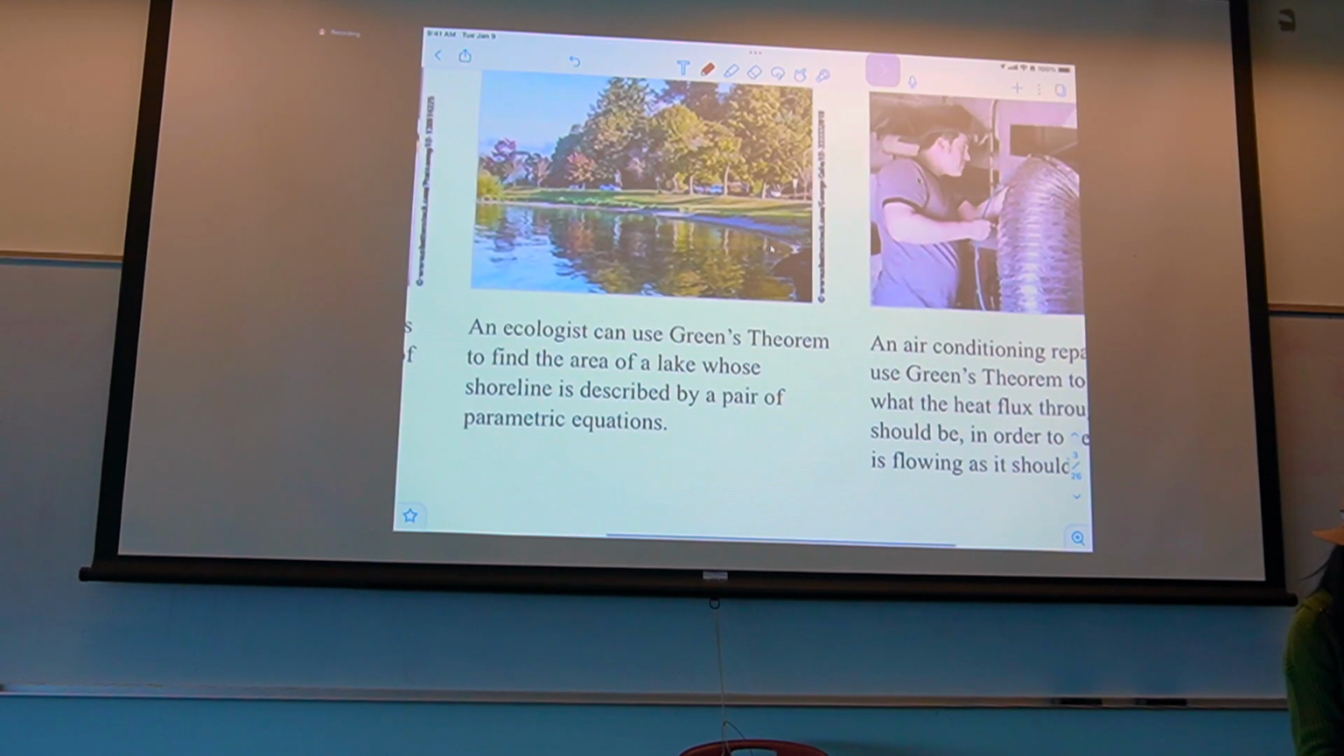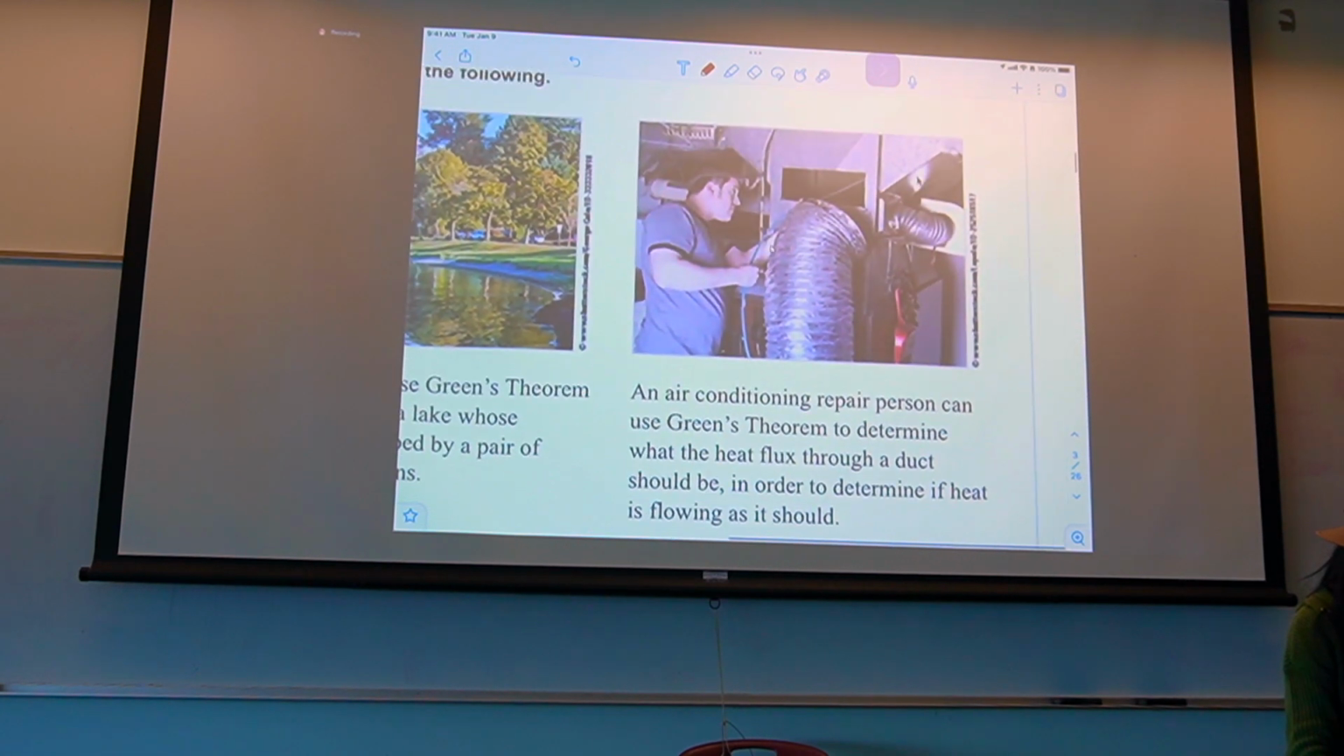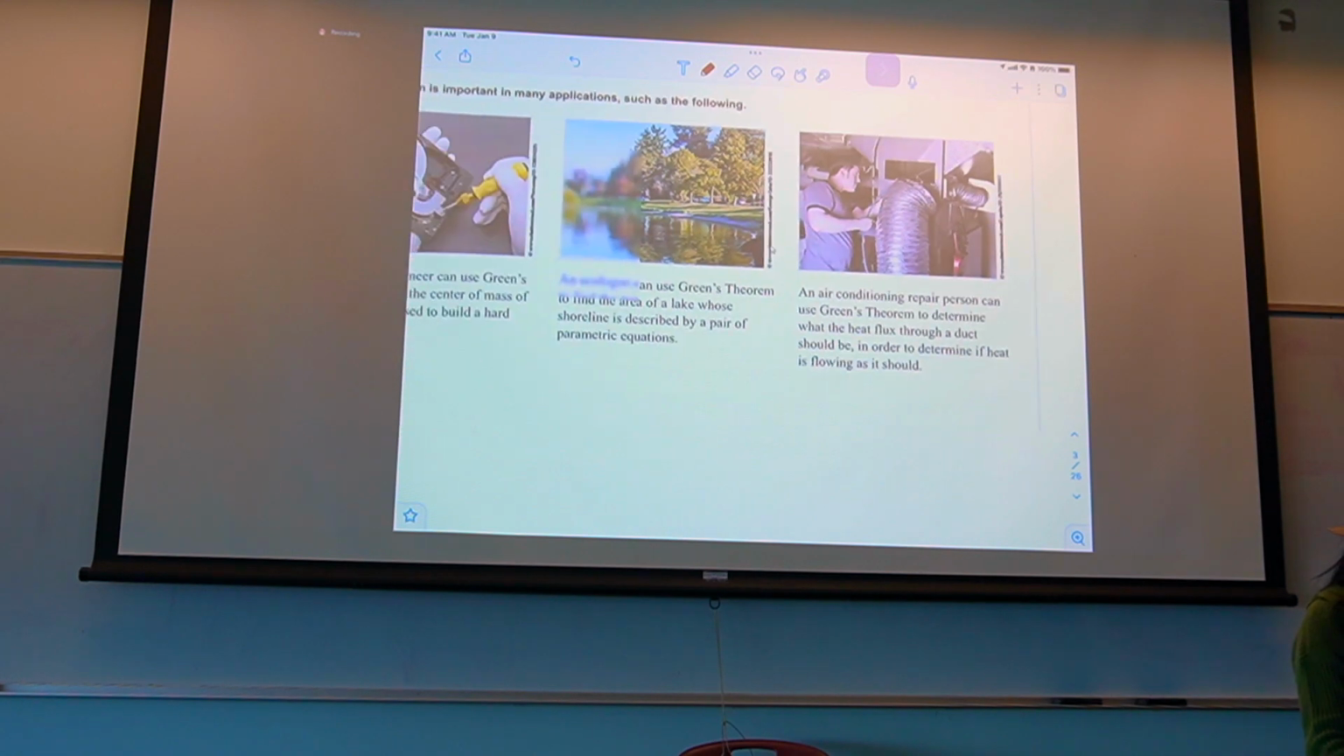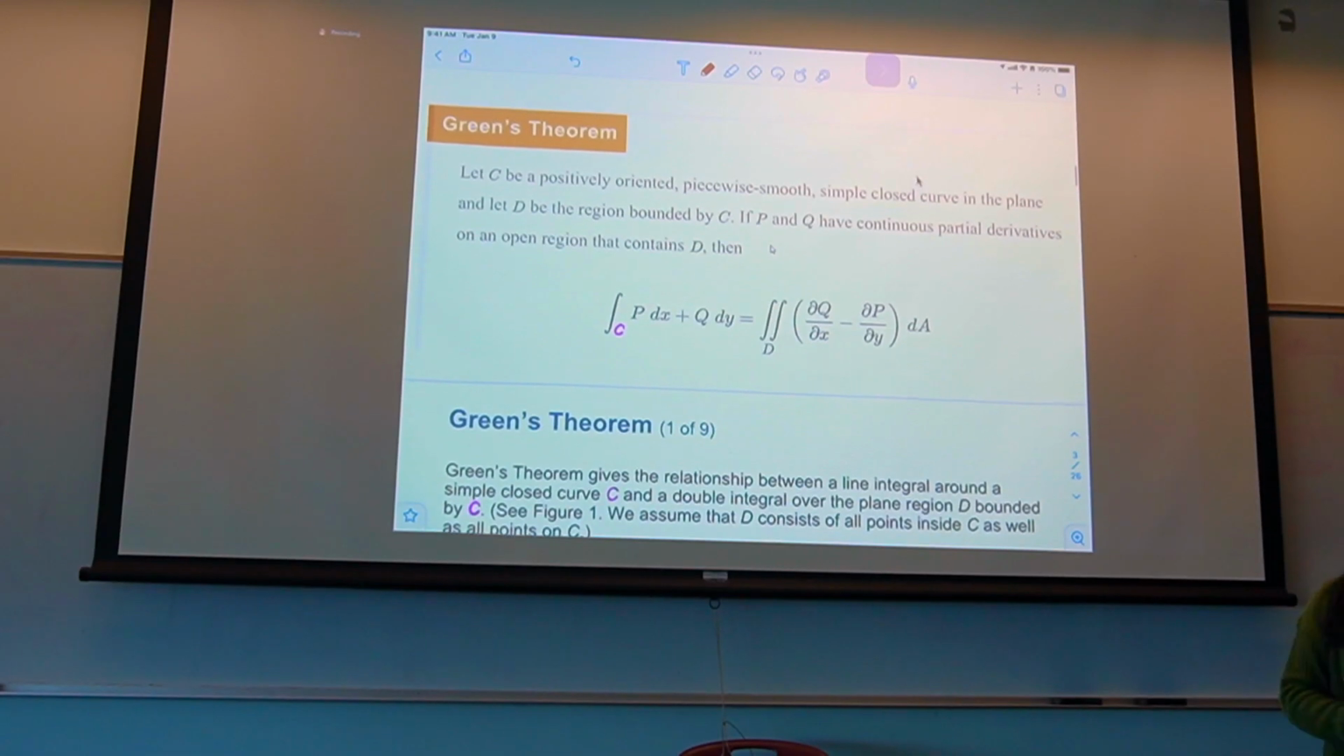And the last paragraph, I'm going to ask Luca. Could you read the last paragraph here? An air conditioning repair person can use Green's theorem to determine what the heat flux through a duct should be in order to determine if heat is flowing as it should. Okay, so those are just some example uses of Green's theorem. So here is Green's theorem.